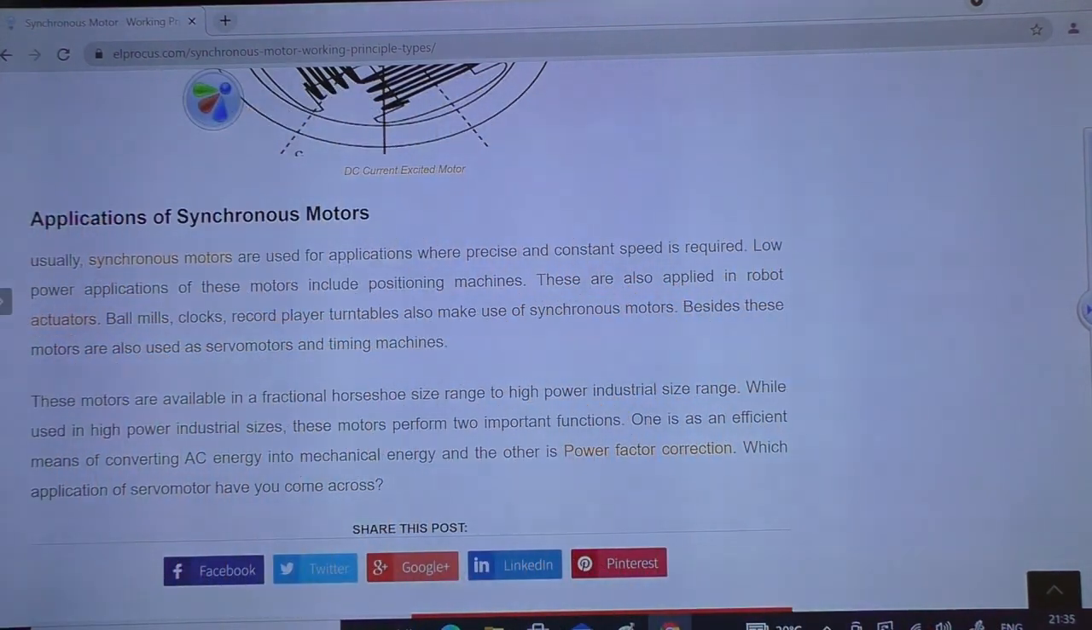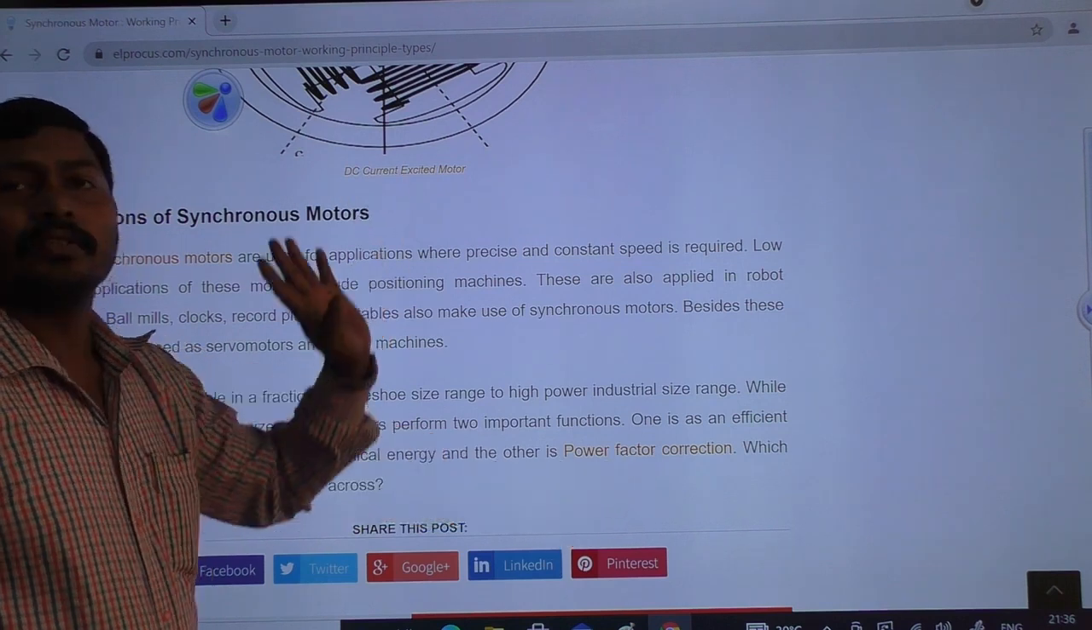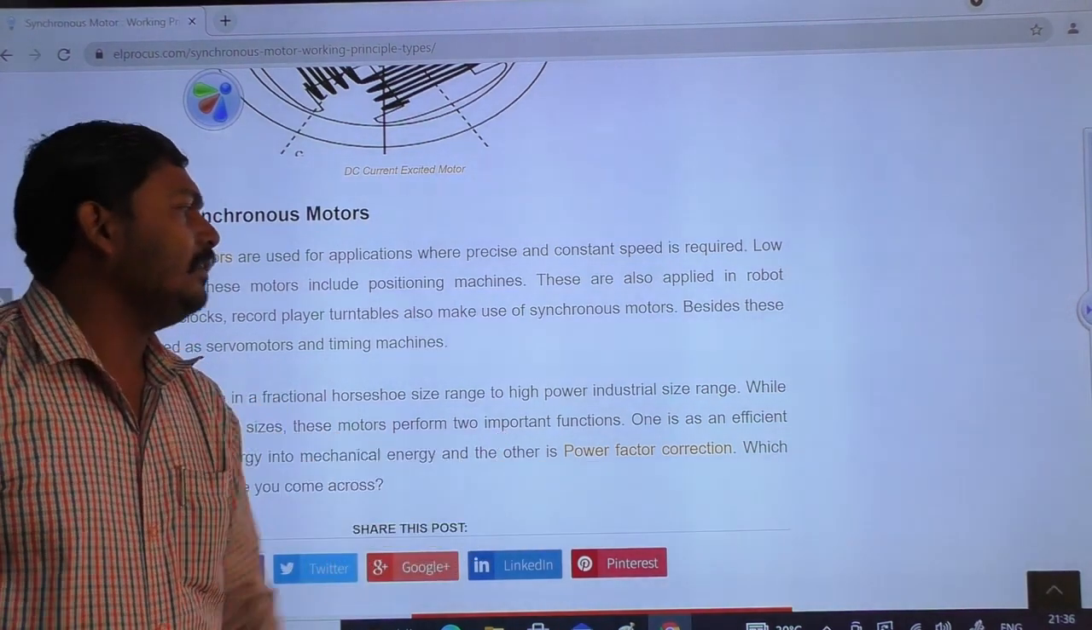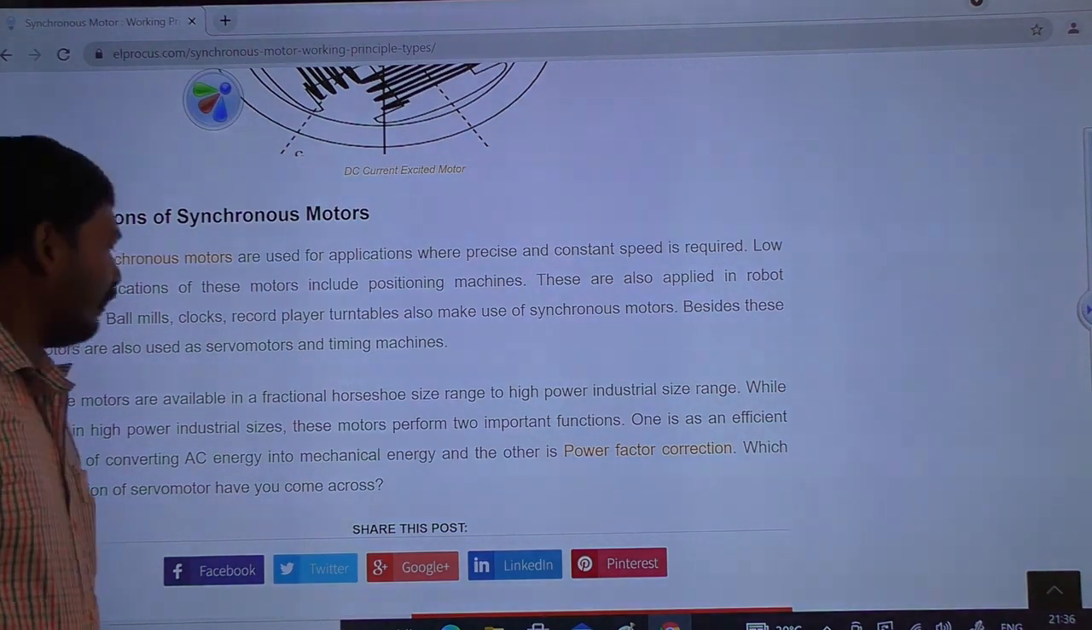These motors are available in a fractional horsepower size range up to high power industrial sizes. While used in high power industrial sizes, this motor performs two important functions. One is an efficient means of converting AC energy into mechanical energy, and the other is power factor correction. This part is very important as far as your course is concerned. So the main purpose for which we use the synchronous motor is as a power factor corrector, along with applications such as servo motors.